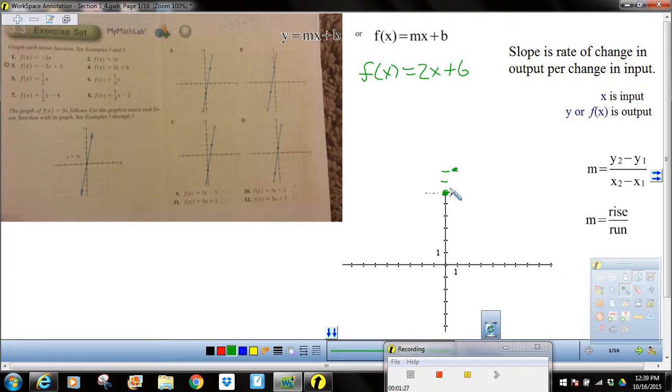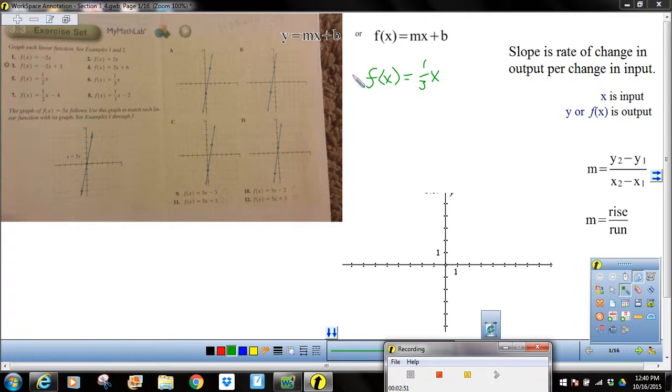Now I don't want to keep going higher because I'm on my graph, but I can back up. And if I back up, instead of going up 2, of course I'd have to go down 2. That way I can preserve moving up as I move to the right. And then just draw your line. But notice the y-intercept is 6, and it moves 2 every time the input, the x, changes.